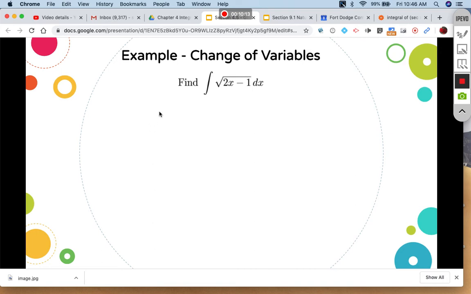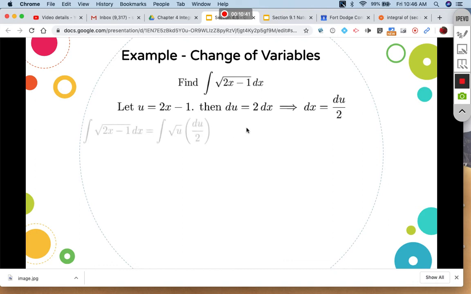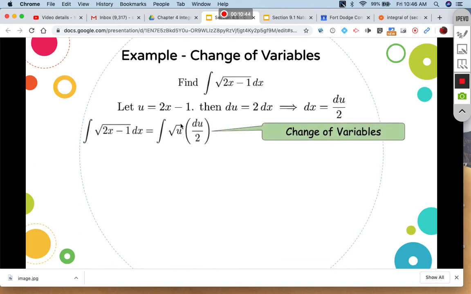So, for example here, we're going to get u be 2x minus 1, because that's what's inside the function here. Then du is 2 dx, and I'm just going to solve that for dx. So I divide by 2 and say dx is du over 2. Now I can substitute these in. I can substitute u for 2x minus 1 and du over 2 for dx. So I get the square root of u times du over 2. That's our change of variables.